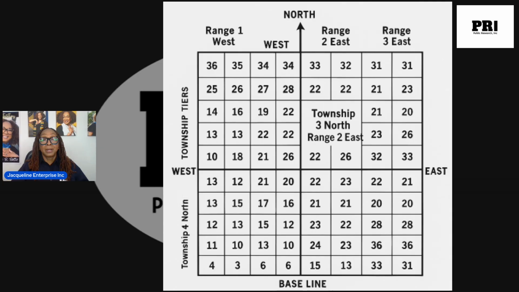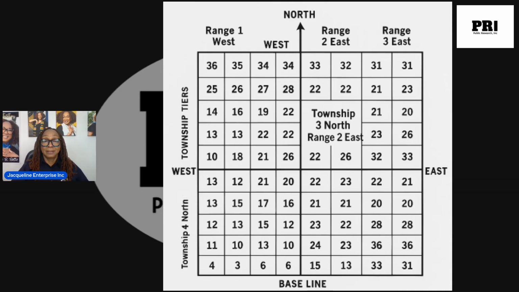Township 4. So where would Township 4 be? Right, because they're going north and south. All right, very good. Township 4, north. Range 3, west. Range 3, west.